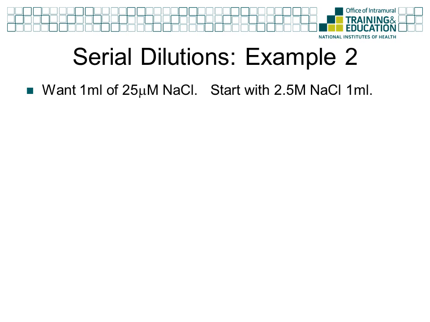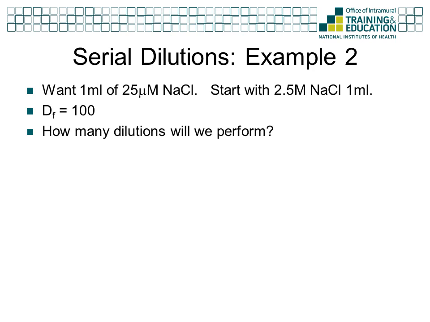I mentioned earlier that sometimes x, the number of dilutions required, will not be a whole number. To look at a situation like that, we will make a small modification to the last example. This time, we want 1 milliliter of 25 micromolar NaCl, again starting with 1 milliliter of 2.5 molar NaCl. We will again use a dilution factor of 100. So, how many dilutions will we perform?